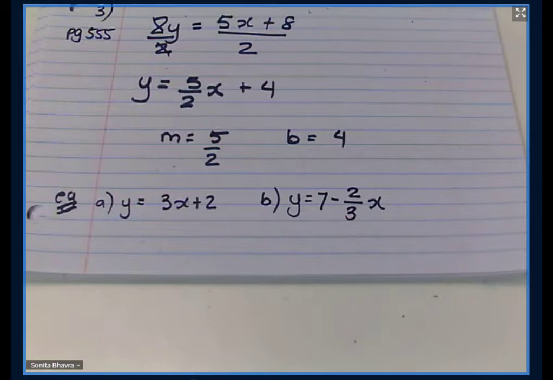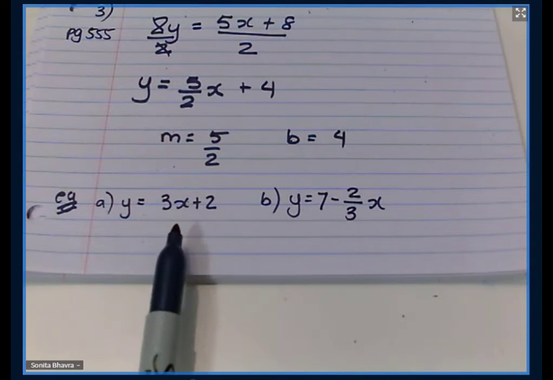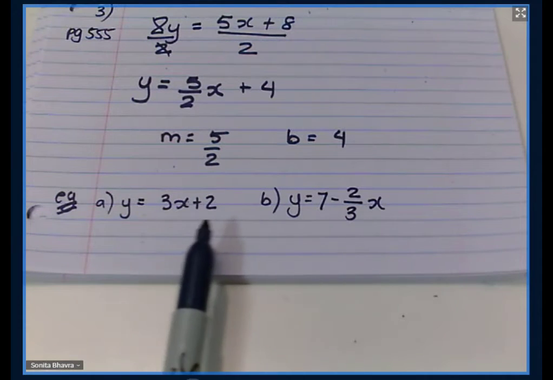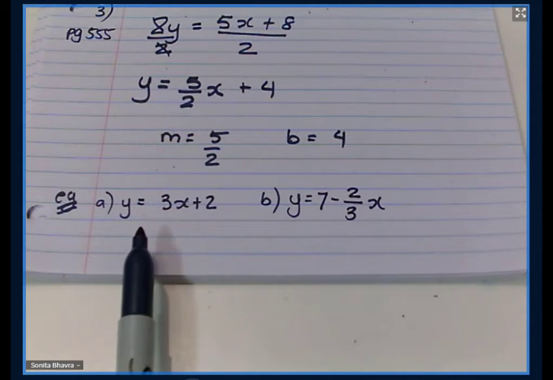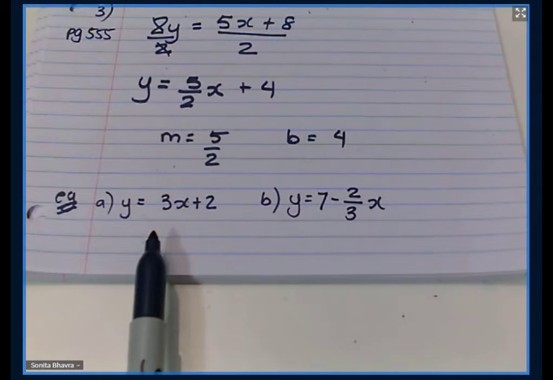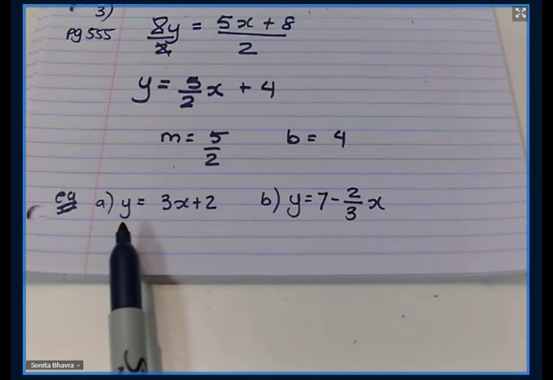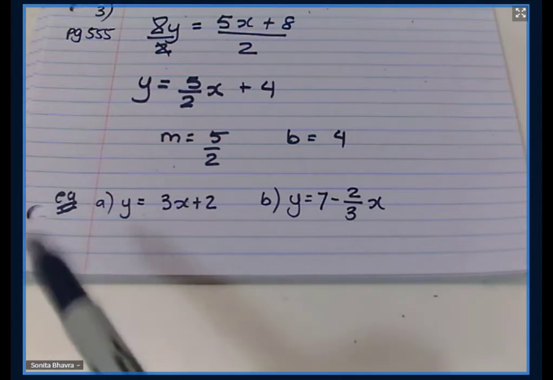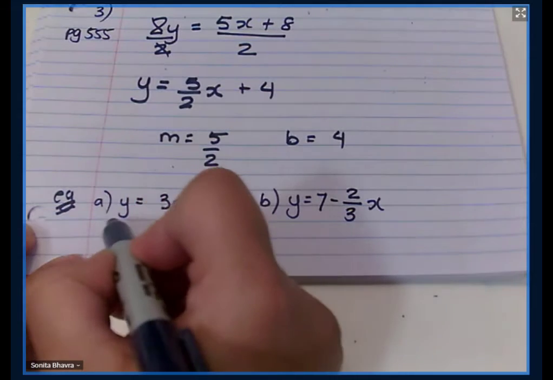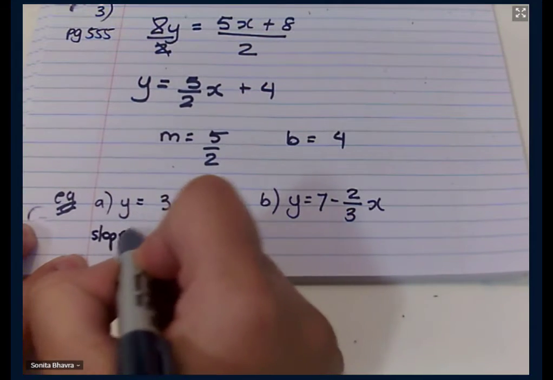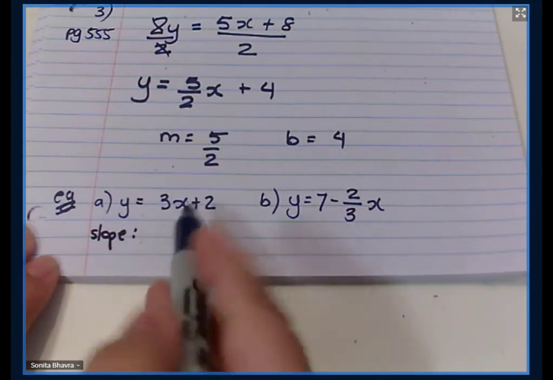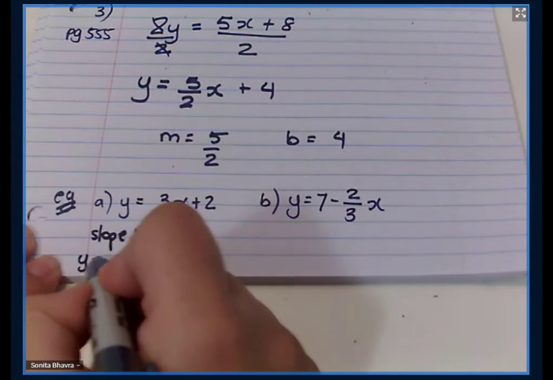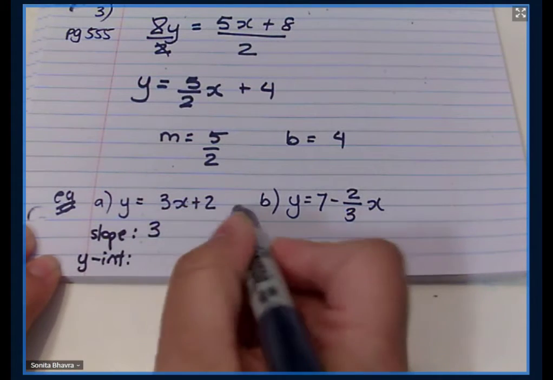Okay, so we have two examples here of linear equations, and all we need to do is figure out what is our slope and what is our y-intercept. So looking at our first equation, it is written perfectly in y equals mx plus b form. So our slope here is 3, and our y-intercept is positive 2.